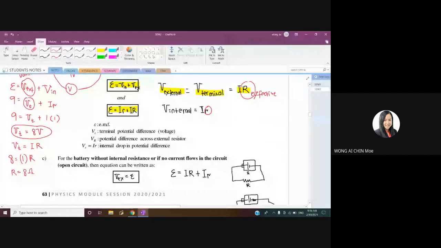Okay, so this is the example. Later I will show you in detail. Okay, next. We continue.